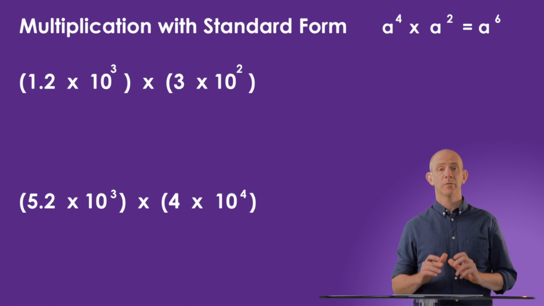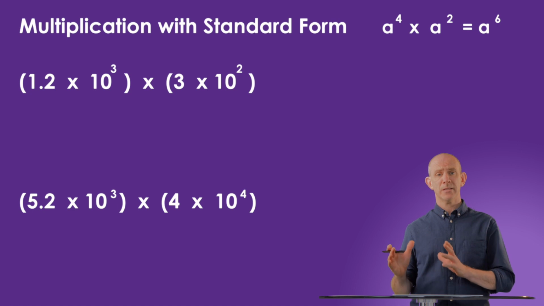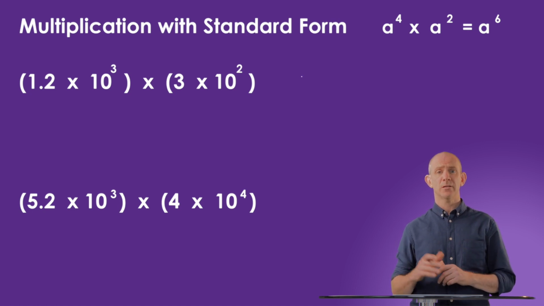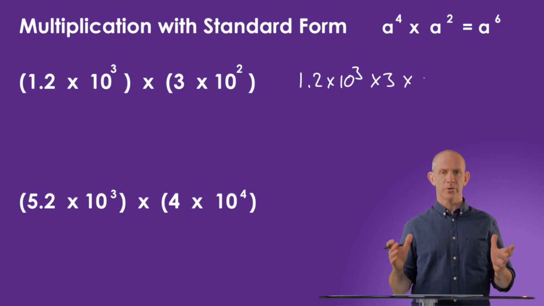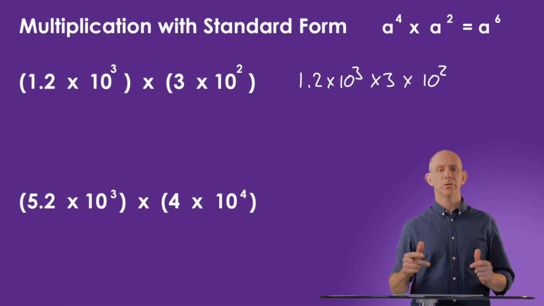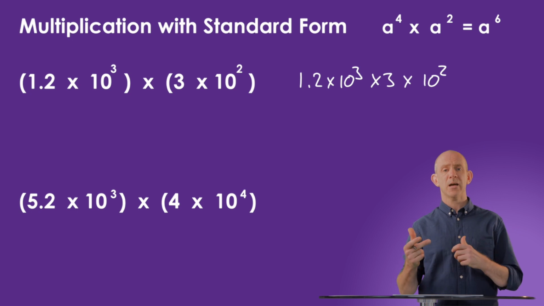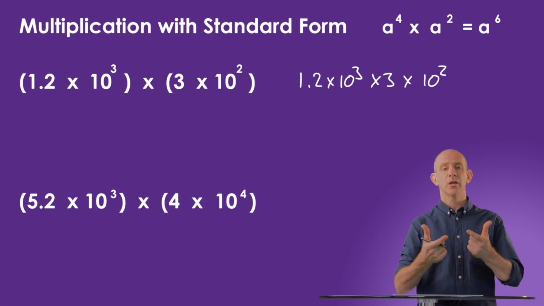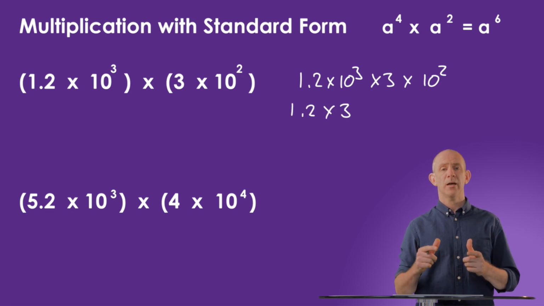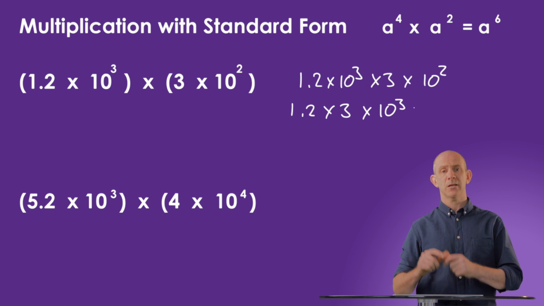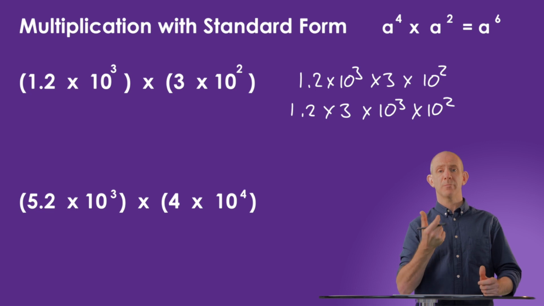As the base number is always 10 in standard form, we can use this index law. Remember, if we're multiplying and the base numbers are the same, you can simply add the powers. So here we have the problem. In the first set of brackets, 1.2 times 10 to the power of 3, times, in the second set of brackets, 3 times 10 to the power of 2. We can take away the brackets because actually all of the operations are multiplication. So we have 1.2 times 10 to the power of 3 times 3 times 10 to the power of 2. What we can do now is gather the like terms together. So we have 1.2 times 3, and then times 10 to the power of 3 times 10 to the power of 2.